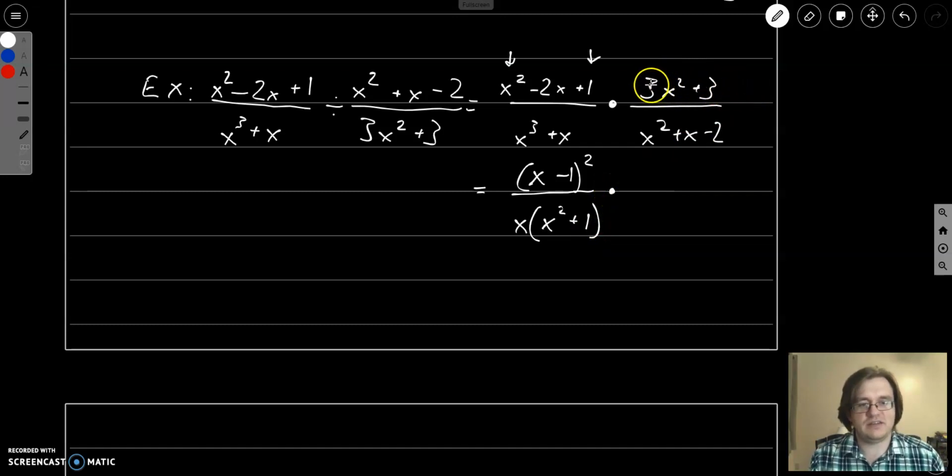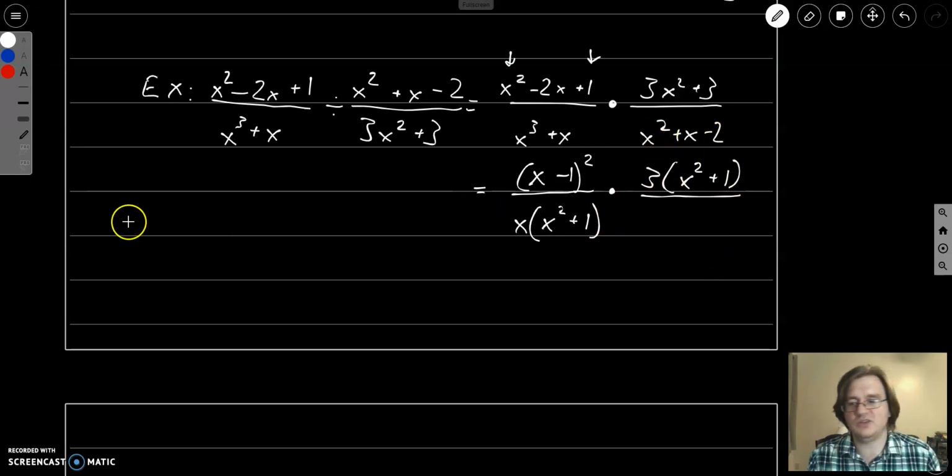Moving on to the next fraction, I've got 3 times x squared plus 3. I can pull a 3 out of the top, and again I'll have that x squared plus 1, which is nice because I have an x squared plus 1 on both sides of the fraction. I'll be able to cancel those. And then lastly, I've got an x squared plus x minus 2. Again, this is something that I'll just do off to the side.